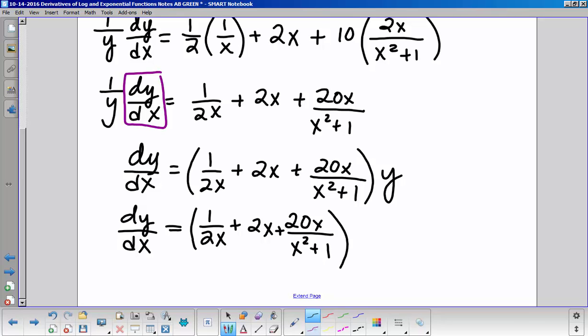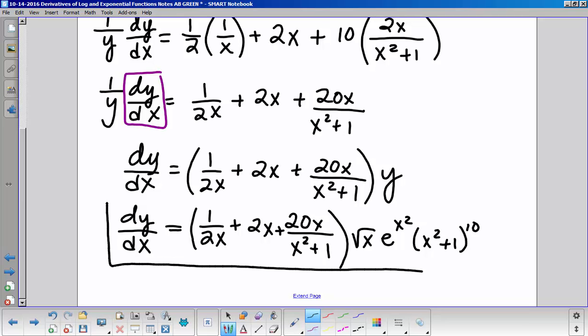Okay, now, so y is, didn't we say it was the square root of x times e to the x squared times (x squared plus 1) to the 10th, right? I believe we did. And if I gave you what x was, could you find the slope?